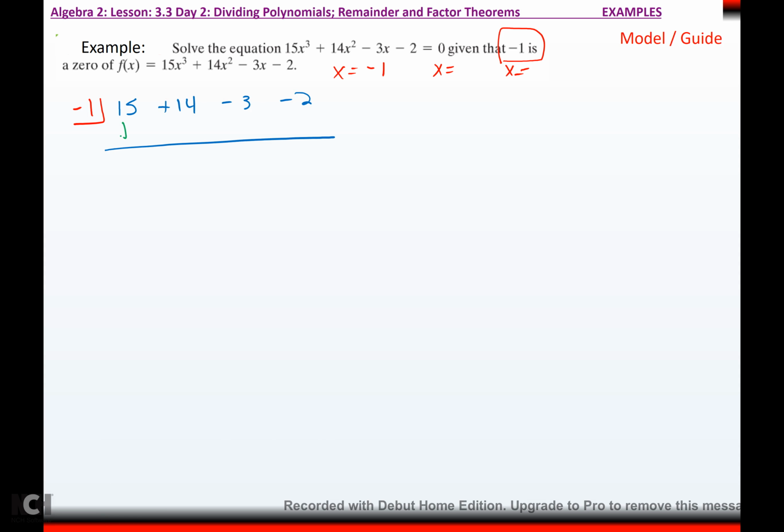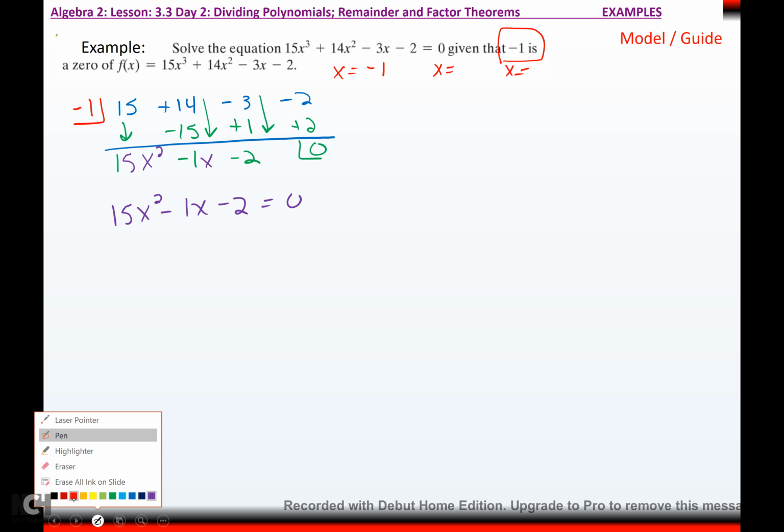15 comes out, times negative 1 is negative 15. 14 minus 15 is negative 1, times negative 1 is positive 1. Negative 3 plus 1 comes out negative 2, times negative 1 is positive 2, 0 remainder, which it better be, or they're lying to me, and that's not a 0. So that's dropped me from a third degree down to a second degree function. Okay, so now if I factor 15x squared minus 1x minus 2, I could get the other two factors, and then the other two zeros from that.